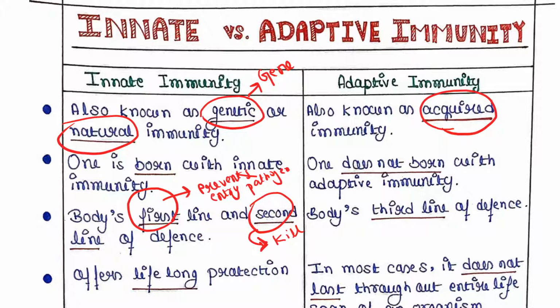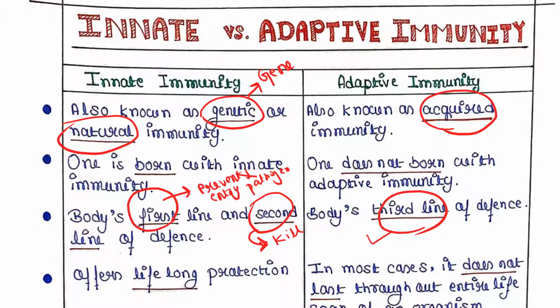Adaptive immunity is the body's third line of defense. So in case innate immunity does not work, that means the first and second lines of defense failed to kill the pathogen, the third line of defense, or adaptive immunity, will come to work.